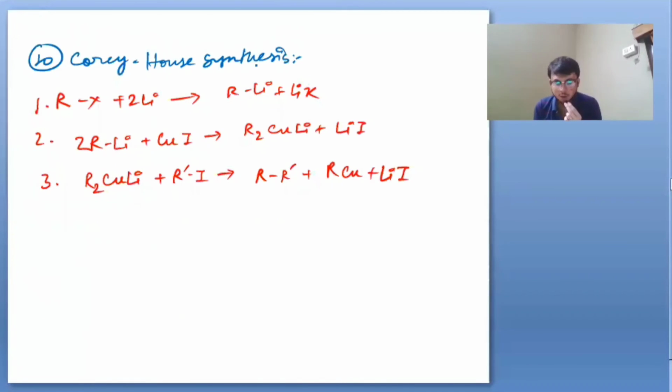The next is our Corey-House synthesis. If we take one alkyl halide and two Li, that gives us RLi plus LiX. From that, in the second step, 2 RLi plus CuI gives us R2CuLi plus LiI. Now in the third case, R2CuLi with R'I gives us RR' plus RCu plus LiI. Now it gives us this alkane here, right? So that's how Corey-House synthesis is done.